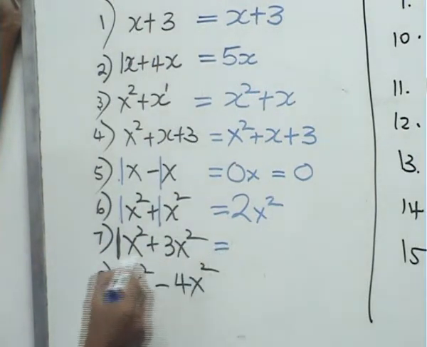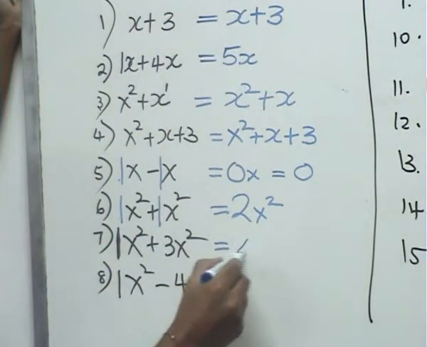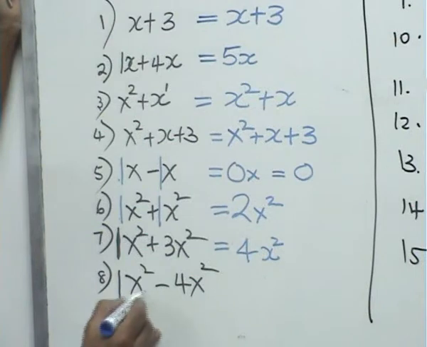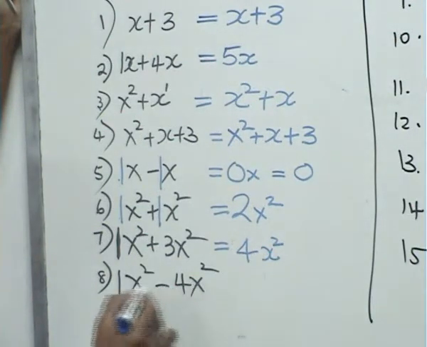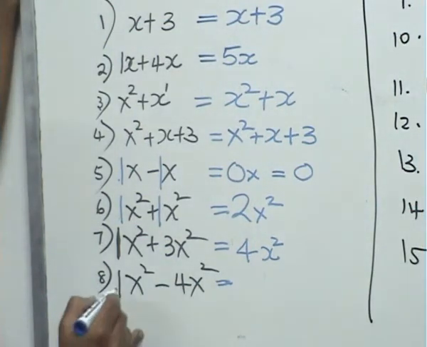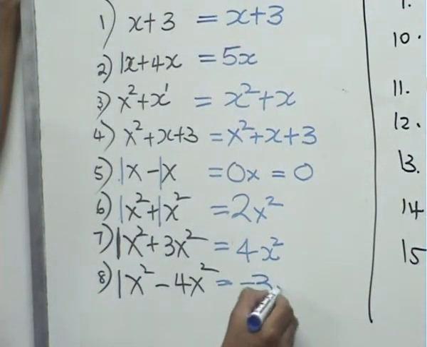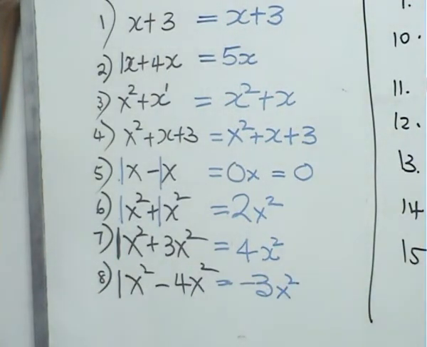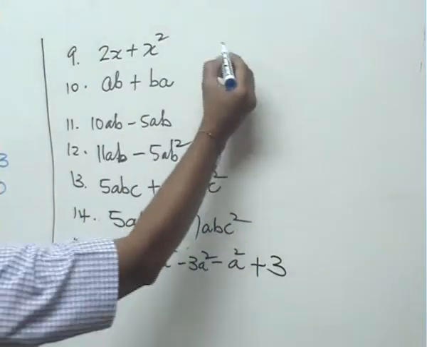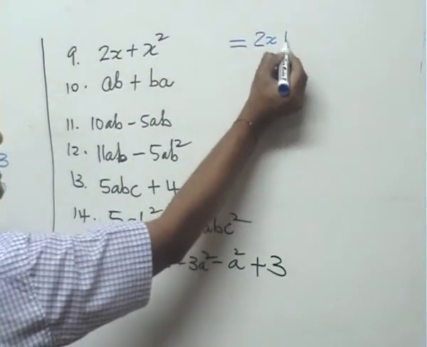If we take the next example, number 7, x squared plus 3x squared, these are like terms. 1 plus 3 is 4, and you write down x squared once. Number 8, 1x squared minus 4x squared, like terms. Now watch, 1 minus 4. You can remember your integers now: I have 1, I owe 4, therefore I owe 3, so it's negative 3x squared. We're going to move on to number 9. 2x and x squared, these are unlike terms, so the answer will remain 2x plus x squared.